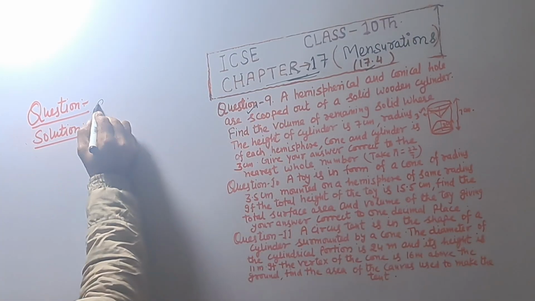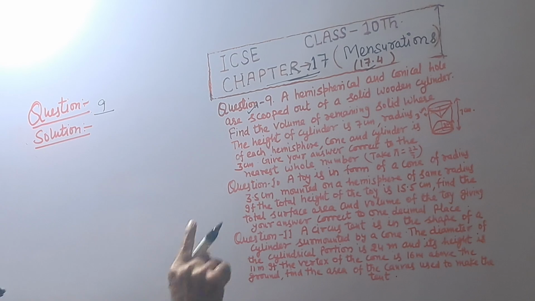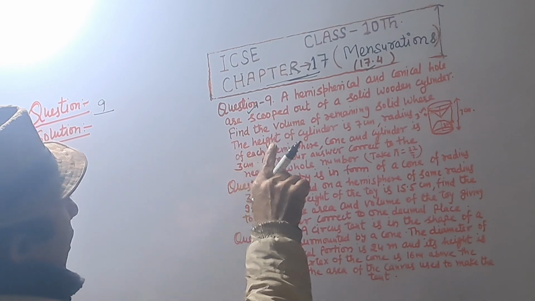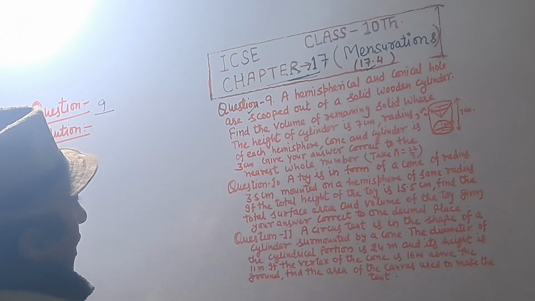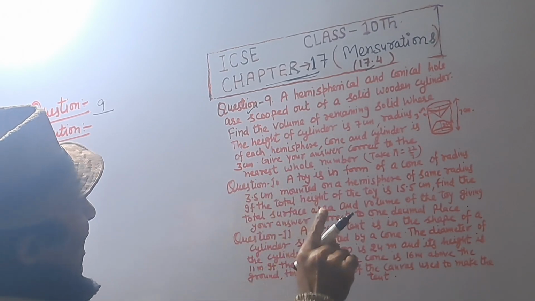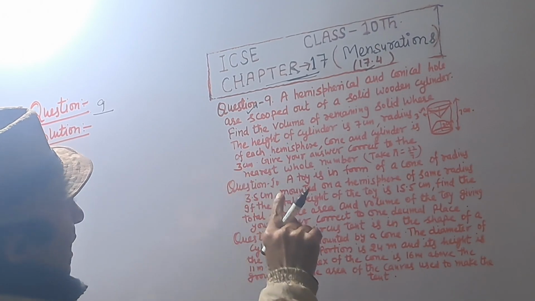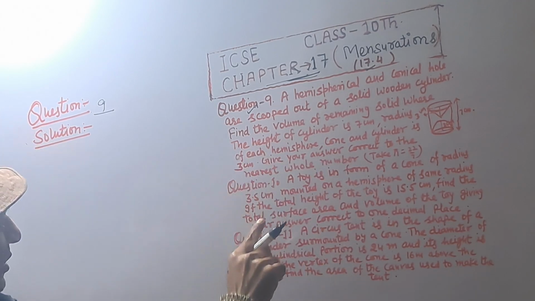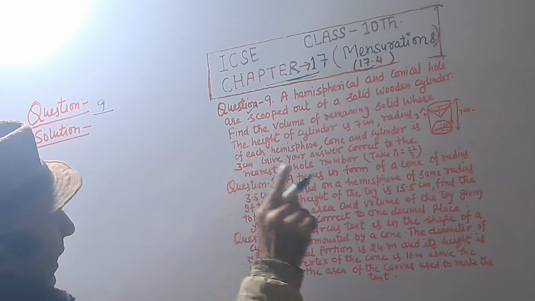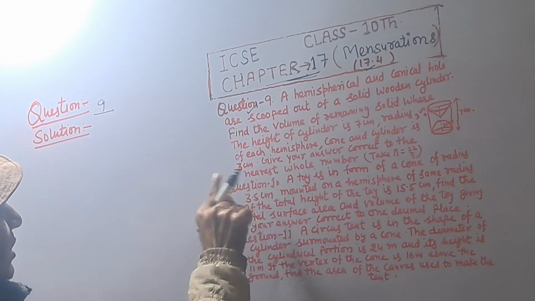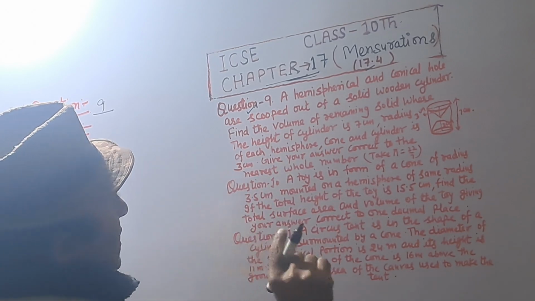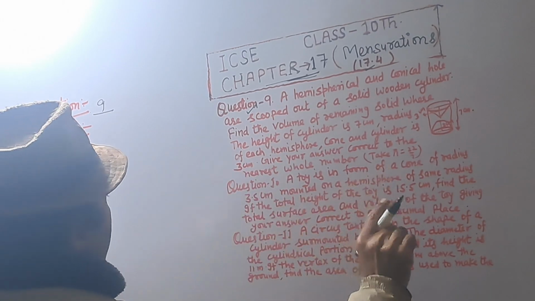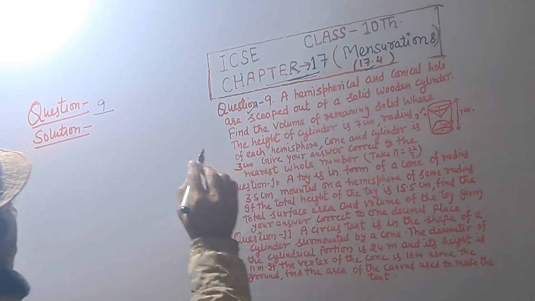Question number 9. A hemispherical and conical hole are scooped out of a solid wooden cylinder. Find the volume of the remaining solid, where the height of the cylinder is 7 cm and the radius of each of the hemisphere, cone and cylinder is 3 cm. Give your answer correct to the nearest whole number. Take pi as 22/7.